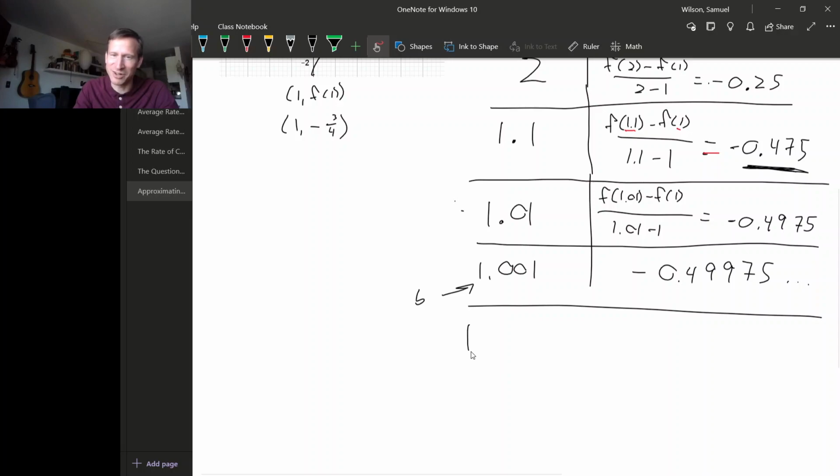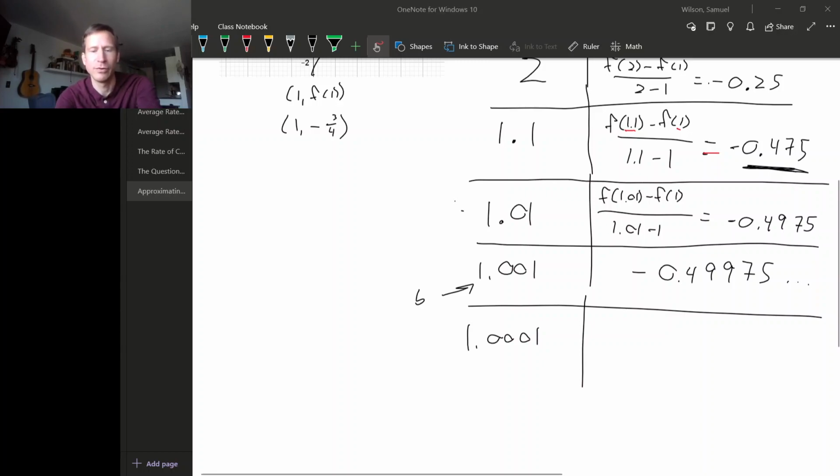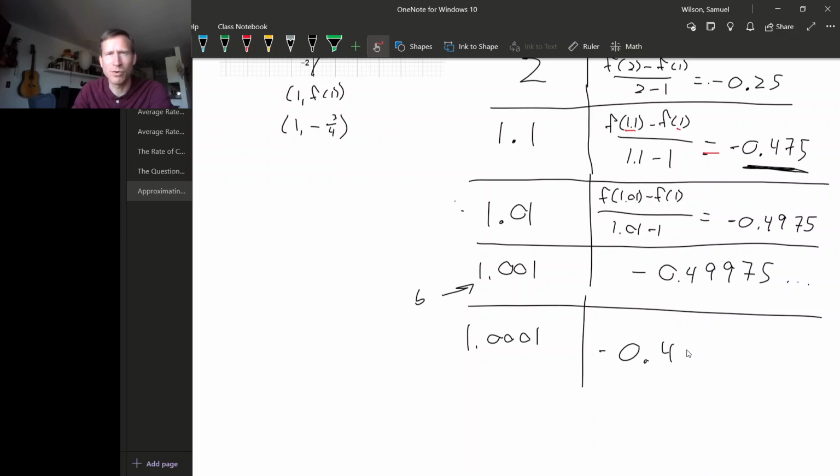Okay, but we could go even closer. How about 1.0001? So from 1 to 1.0001. Okay, I got negative 0.499975 and change. There's some other digits out here. So, right, the idea that we had, we're going to stop here, even though, you know, we could go further. We could add more zeros.